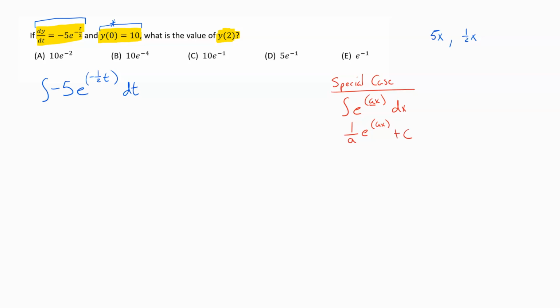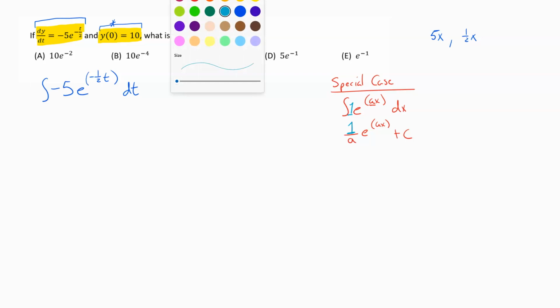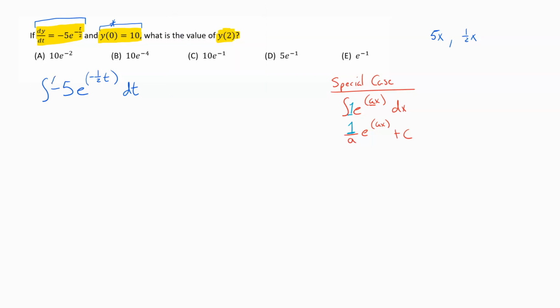Applying that special case here, keep in mind that there's an unwritten 1 in front of that e. That's where the 1 on top comes from. As we apply that rule, instead of a 1 in front, we've got a negative 5. So this is going to be negative 5 over, and this is why I rewrite this, I can see that that's now my a value, negative 1 over 2, and then e to the negative 1/2 t stays the same, plus c.